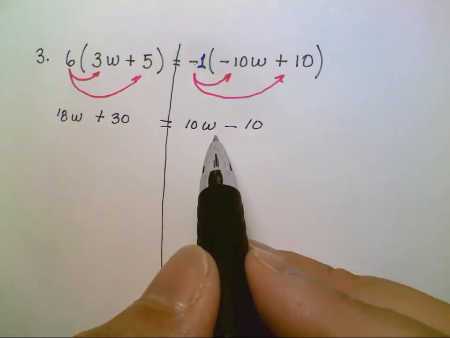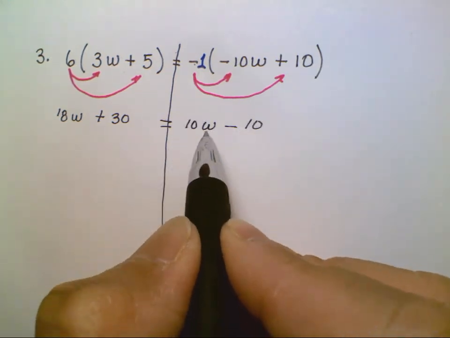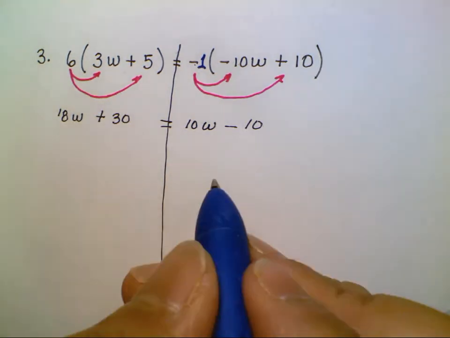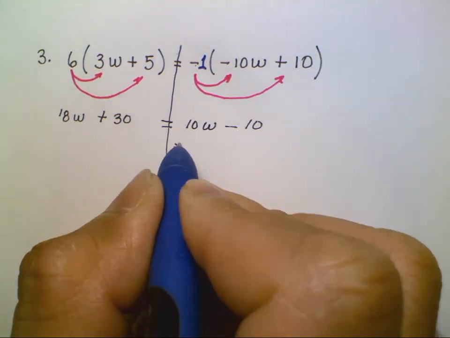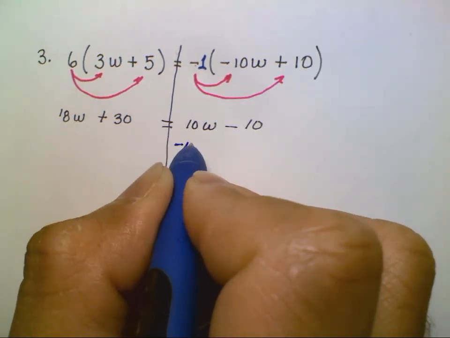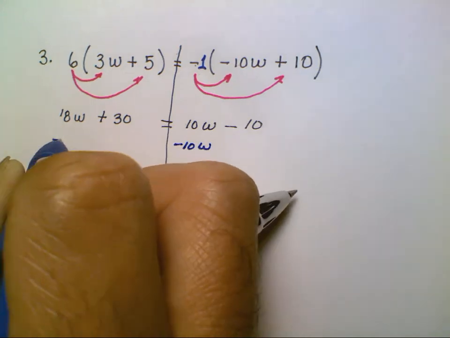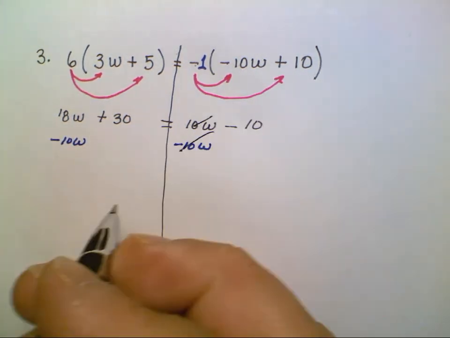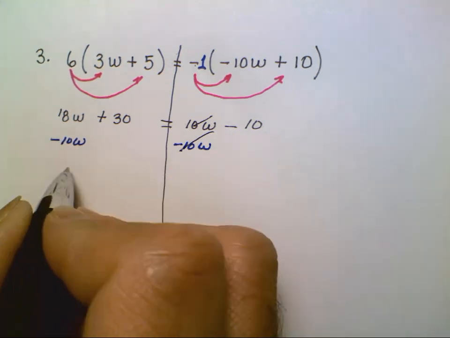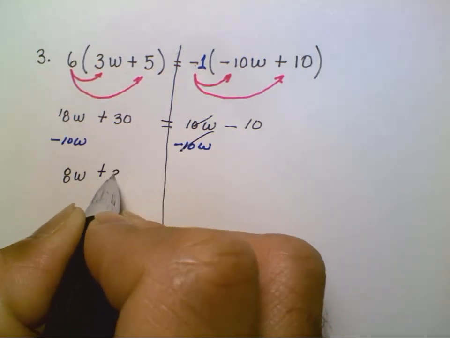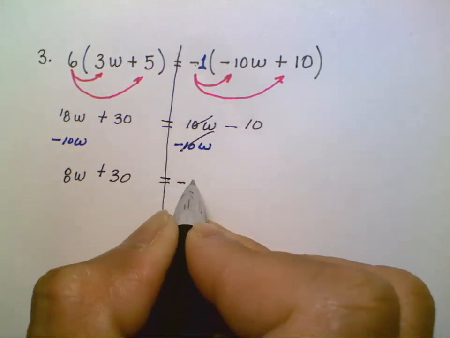Now let's simplify. I have a variable on the right side, so I'm going to move it to the left. So I'm going to use the opposite of 10w because I'm moving it to the left side of the equal sign. So minus 10w, minus 10w, cancel out. So 18 minus 10 is equal to 8w plus 30 equals to negative 10.